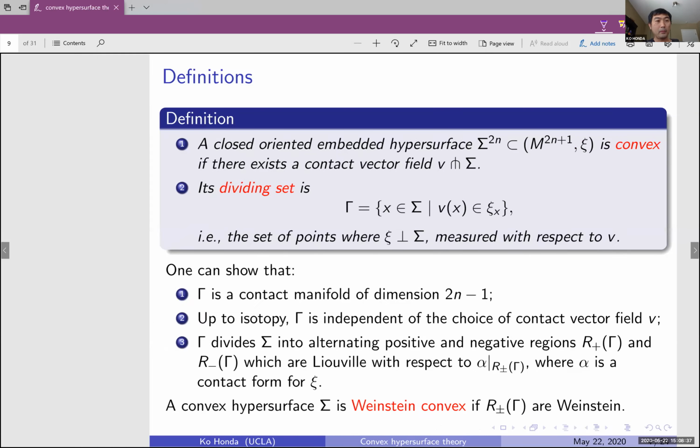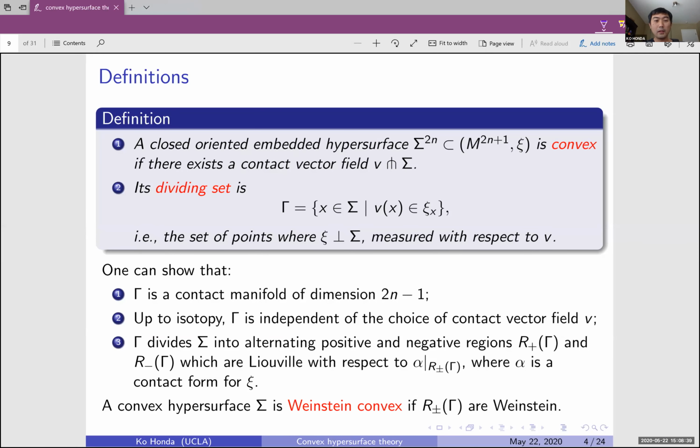One special definition I need to make today is that a convex hypersurface sigma is said to be Weinstein convex if R plus minus gamma are Weinstein. You could get convex hypersurfaces comprised of things that are Liouville, but those are excluded for today. For today, we assume all convex hypersurfaces have Weinstein R plus minus.